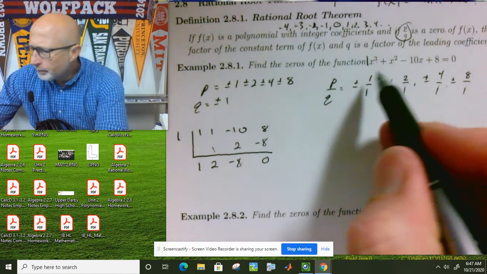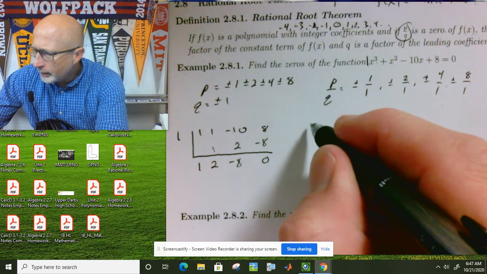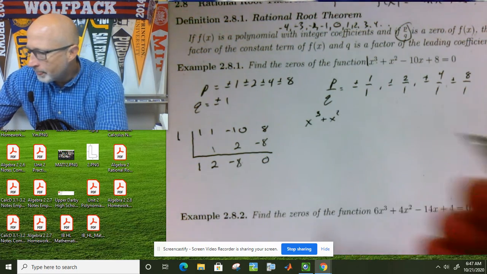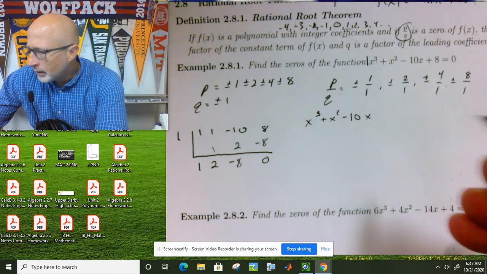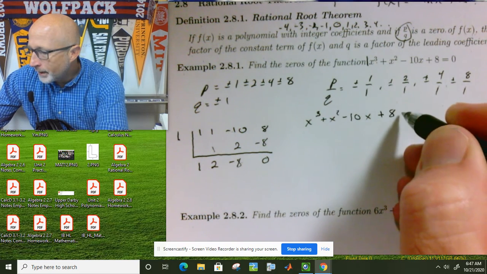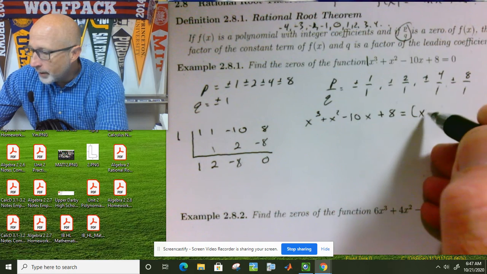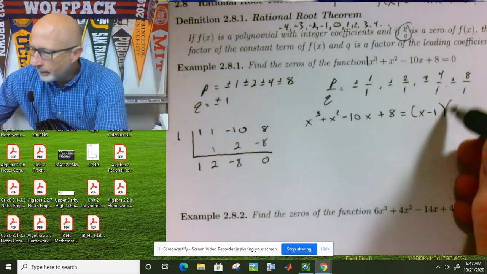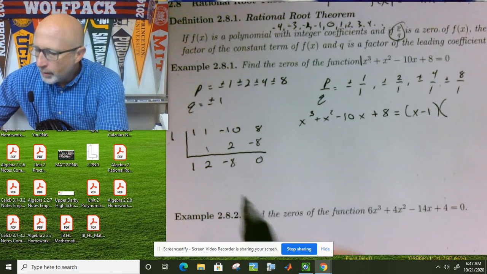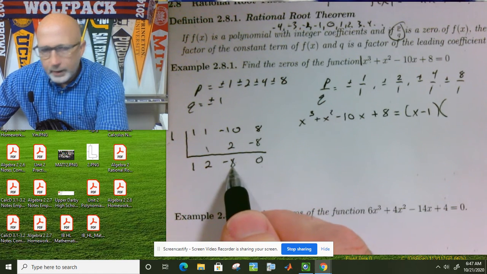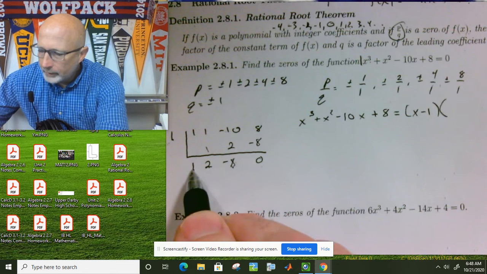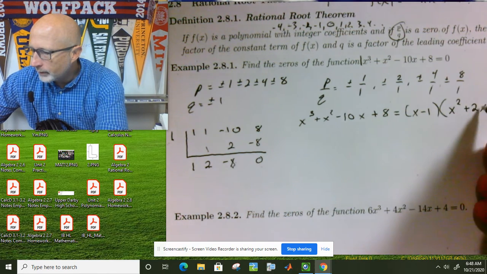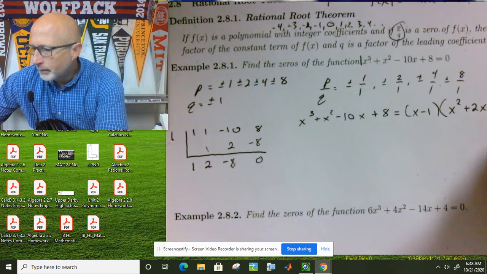Okay, so this polynomial then, I can write it as, so x cubed plus x squared minus 10x plus 8 is equal to x minus 1, because 1 is a root, times what I'm left with. Remember, that's the remainder, that's the constant term, that's the x squared. So I have x squared plus 2x minus 8 is equal to 0.